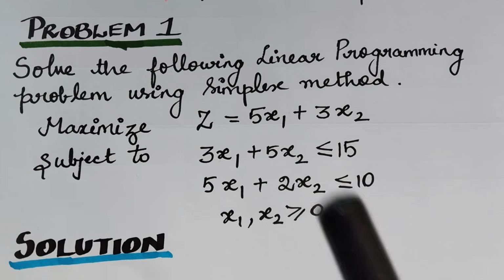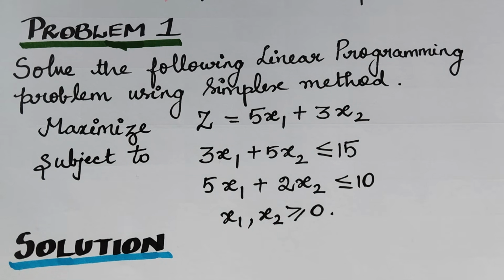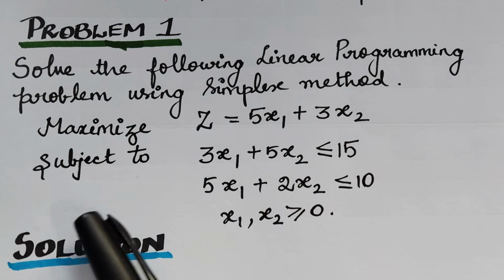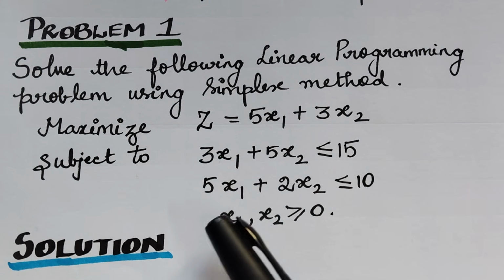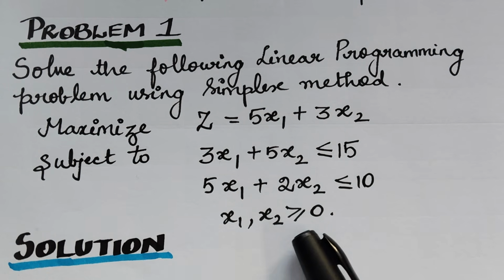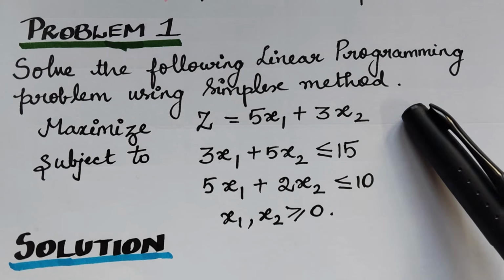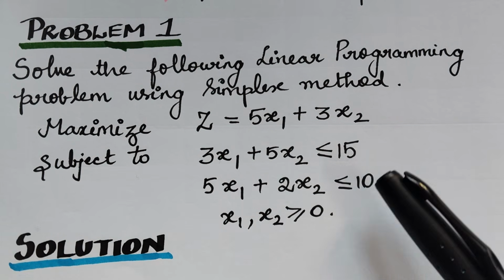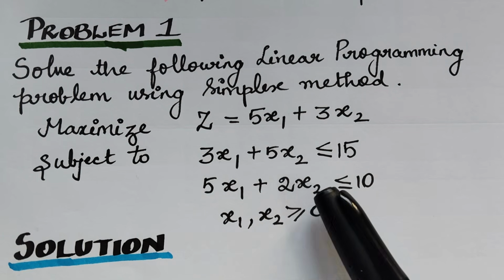The question is to solve the following linear programming problem using simplex method. Maximize z is equal to 5x1 plus 3x2 with respect to the constraints 3x1 plus 5x2 lesser than or equal to 15, 5x1 plus 2x2 lesser than or equal to 10, and x1 and x2 are greater than or equal to 0. Now we observe that this is a maximization problem and both the constraints are lesser than or equal to inequality. And this is a two variable problem because we have only two variables x1 and x2 in this problem.